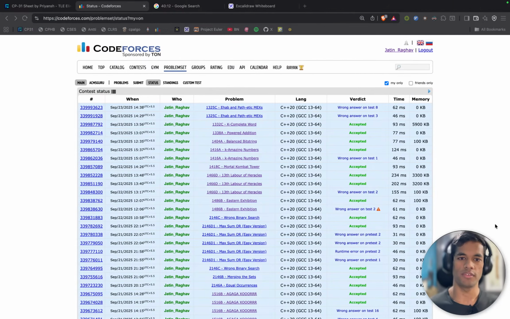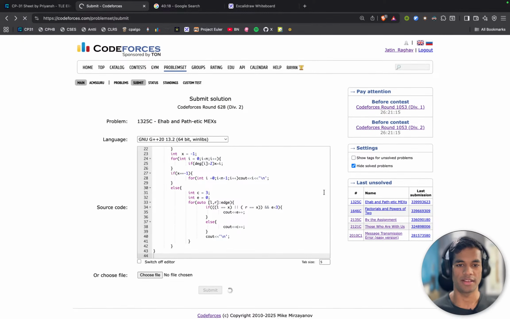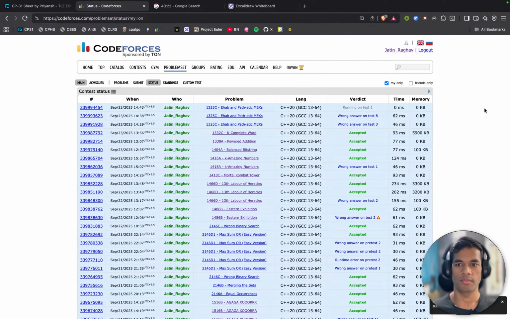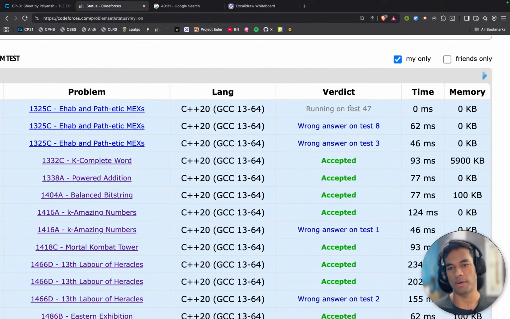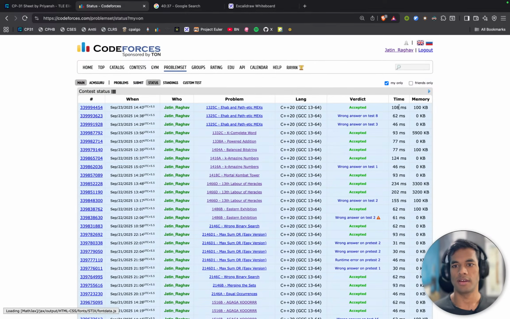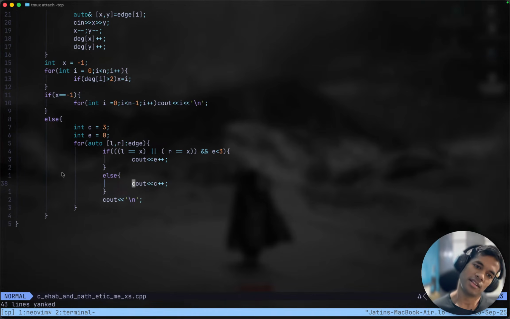And if it was, then okay. Why is it stuck? Can we get past test 8? Yes, we can get past test 8 if we get to test number 47. And the error was because of those brackets. Yes, it is accepted. So the error was because of the brackets.